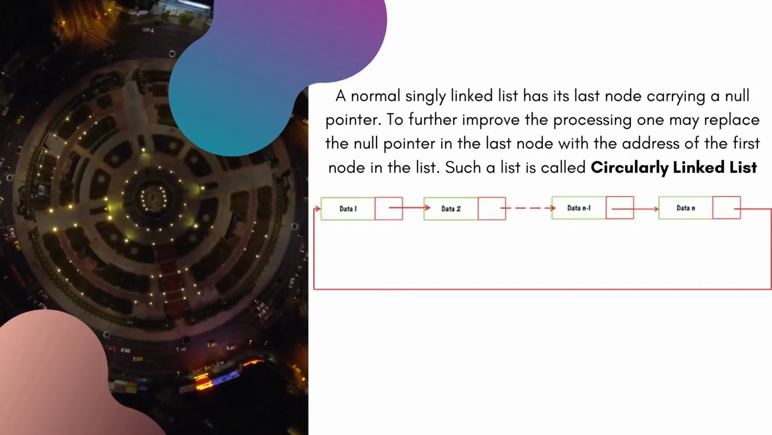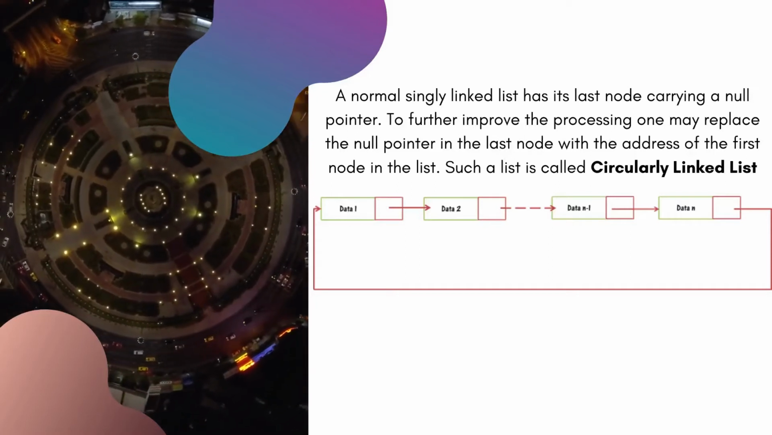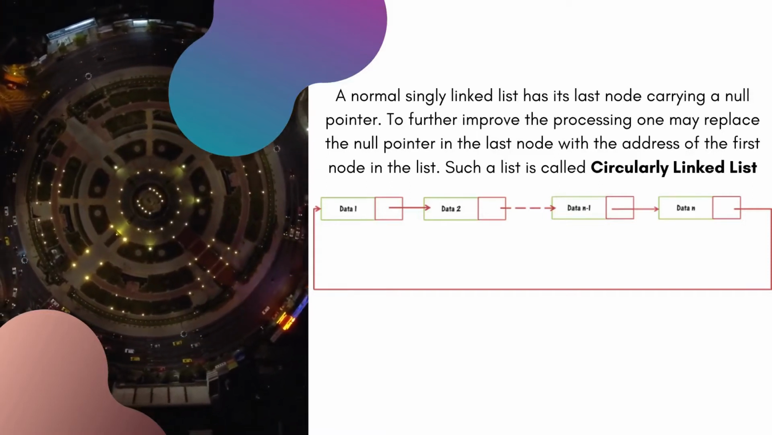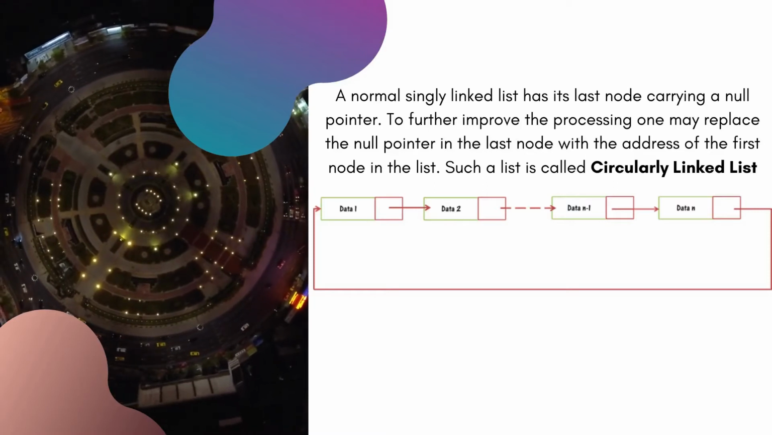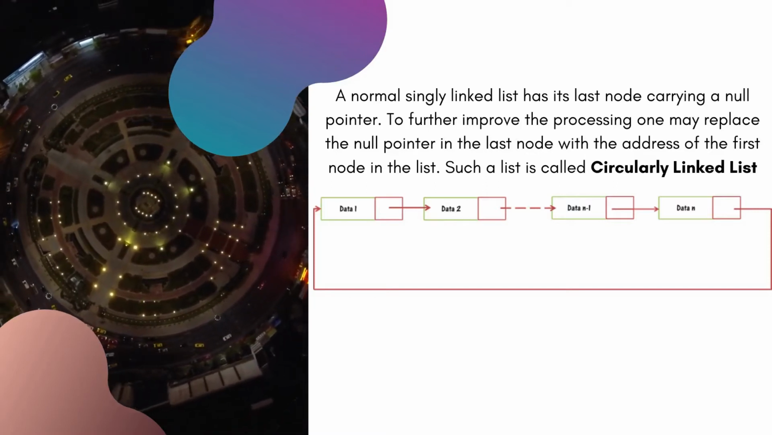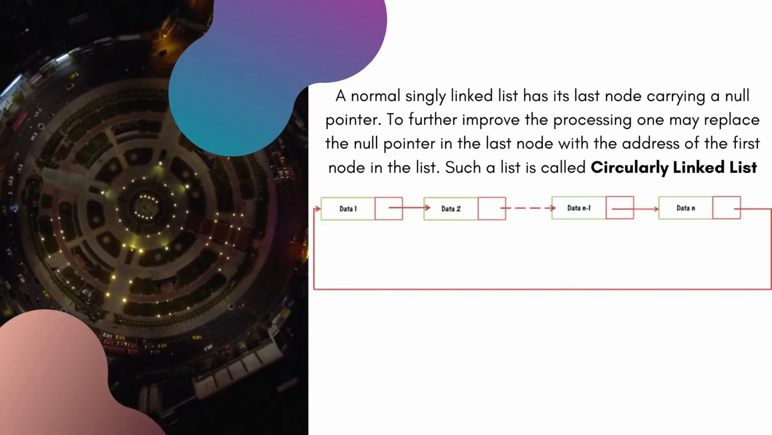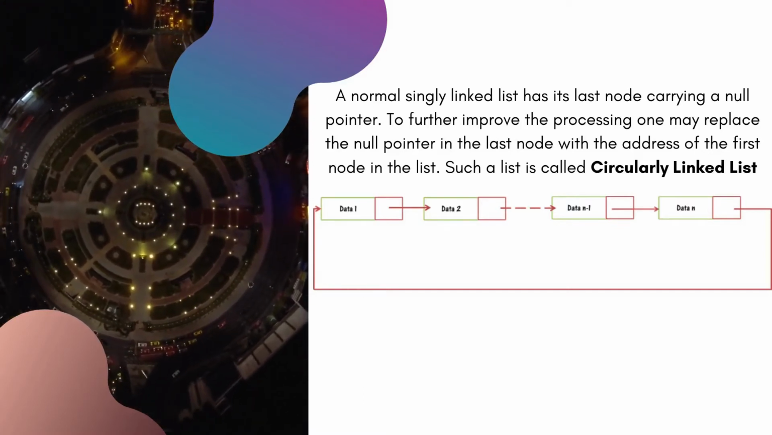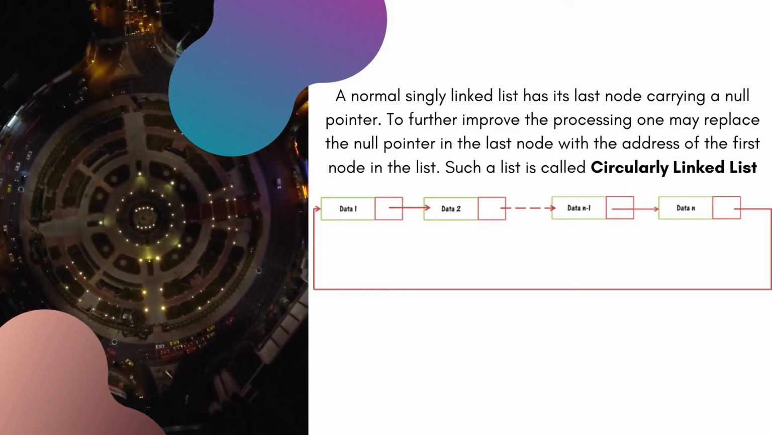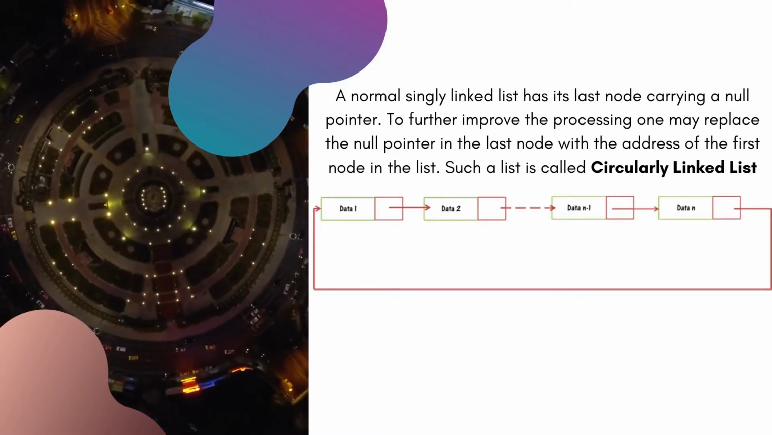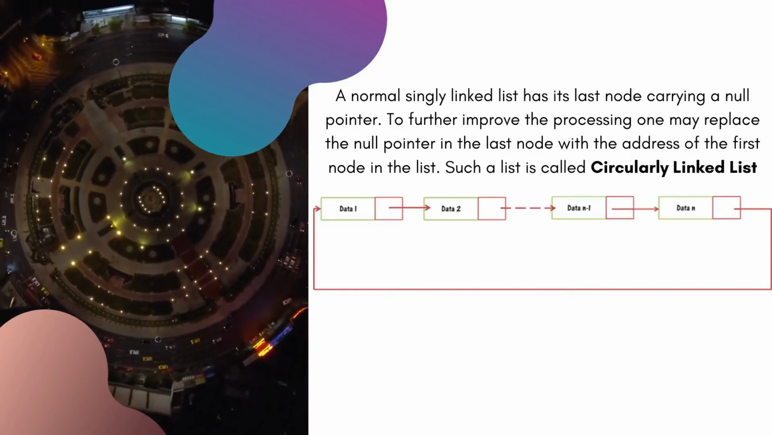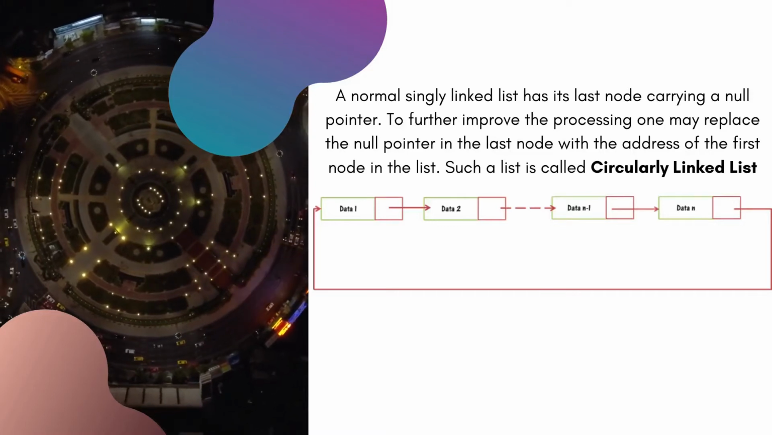A normal singly linked list has its last node carrying a null pointer. To further improve the processing, one may replace the null pointer in the last node with the address of the first node in the list. Such a list is known as a circularly linked list. As shown in the figure, the data n, that is the last node's next pointer, is pointing to the first node, that is data 1. Such a representation is for a circularly linked list.